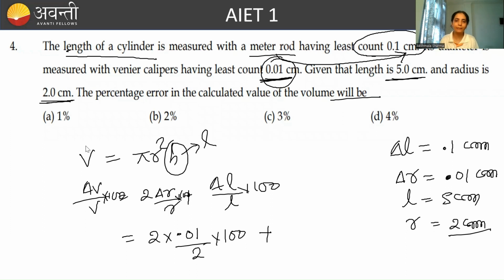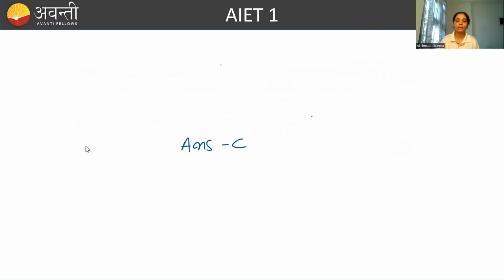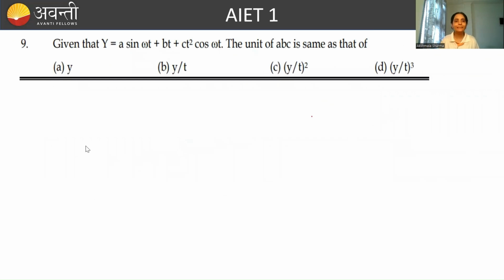Delta L by L is how much? 0.1 by 5 into 100. Done. So how much value are we going to get? This will become 1 and this will become equal to 2. So the answer will be how much? It will be 3%. So the answer is your C, that is your 3%. Okay. Let's see the next question.